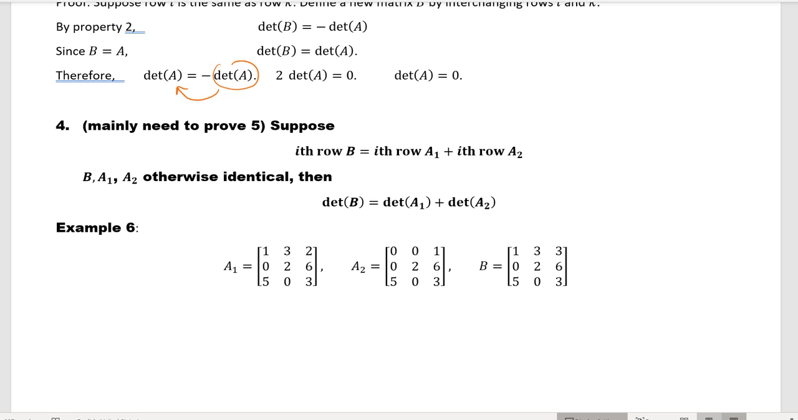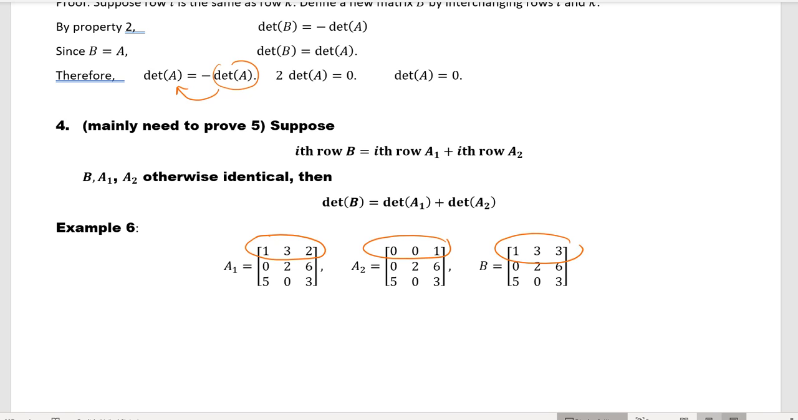Suppose that the ith row of B is the ith row of A1 plus the ith row of A2, then the determinant of B is the determinant of A1 plus A2. Okay, so let's look at this. Do you see A1 and A2? The first row of A1 and the first row of A2, when we add them together, it becomes the first row of B.